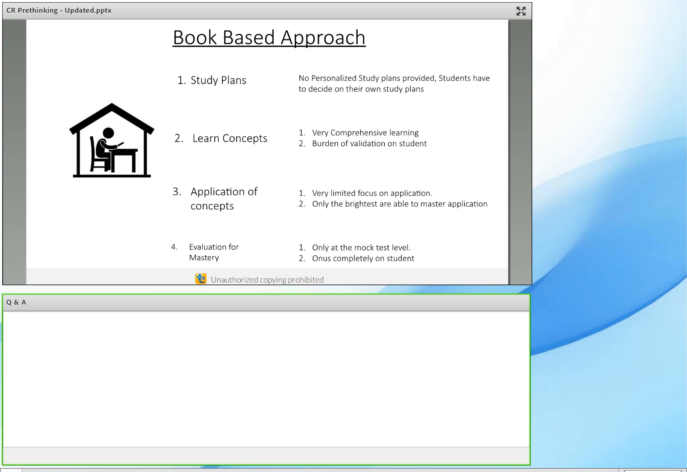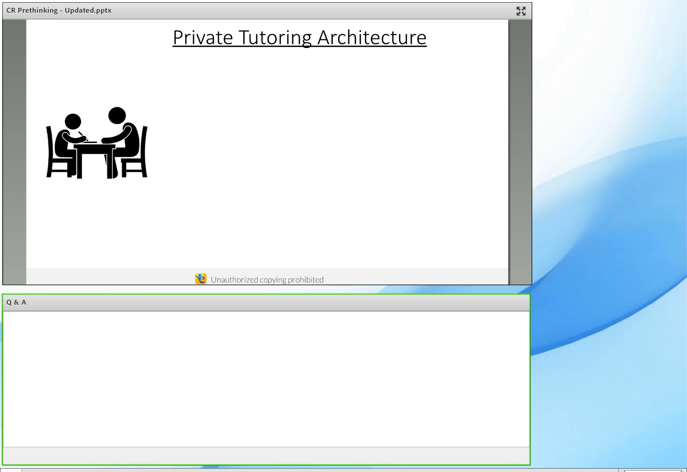And again, the onus of evaluation when it comes to that mock test is completely on the student. A private tutoring-based architecture works very differently.